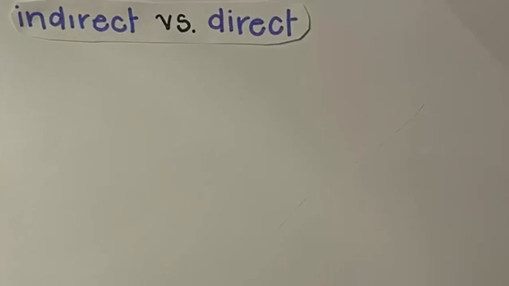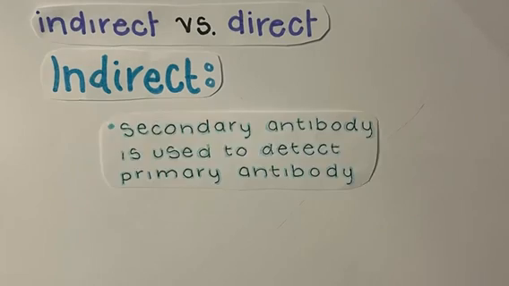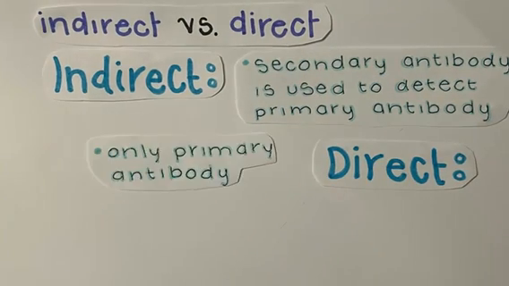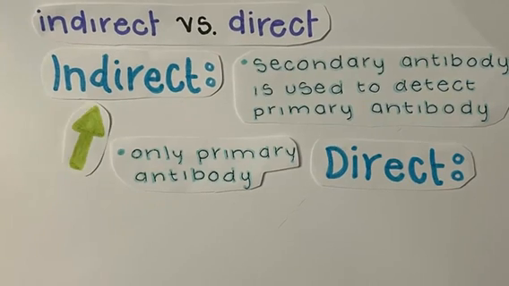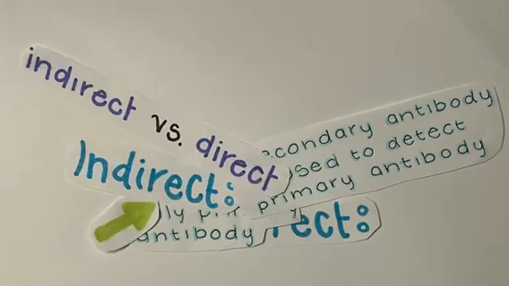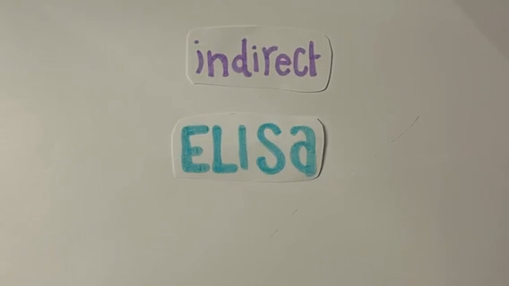In indirect ELISA, the secondary antibody is used to detect the primary antibody, whereas in direct ELISA, only the primary antibody is used. In this example, we are using indirect ELISA testing. Indirect ELISA procedure.